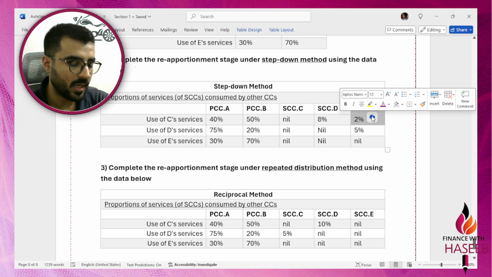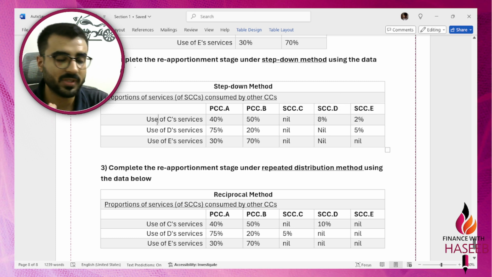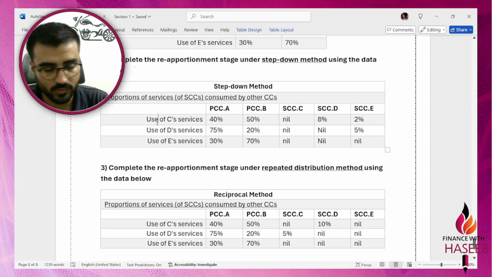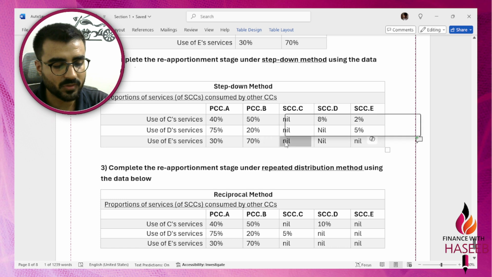So there must be no reciprocation here. C is providing service to service cost center D and service cost center E also. So this means that D and E must not be providing service to service cost center C. Why? Because if they are providing service to service cost center C also, then it will result in reciprocation, and to solve reciprocation, you cannot use the step down method. Of course you can check the data here. D's services are not being used by service cost center C, and E's services are not being used by service cost center C. So there is no reciprocation.